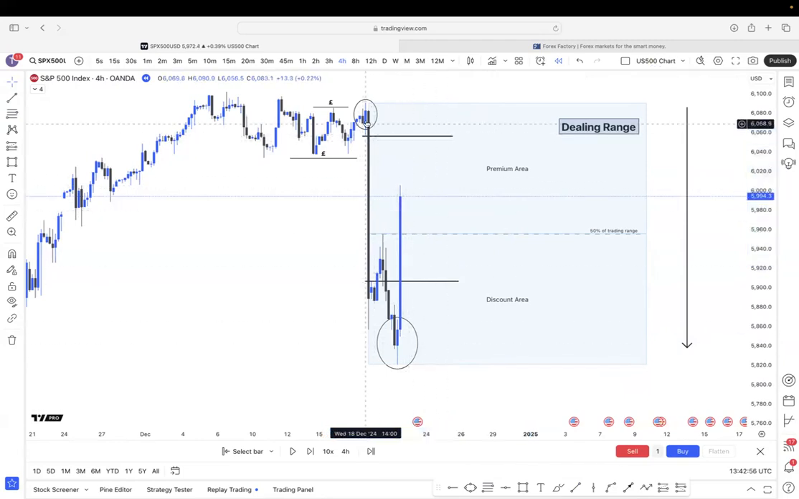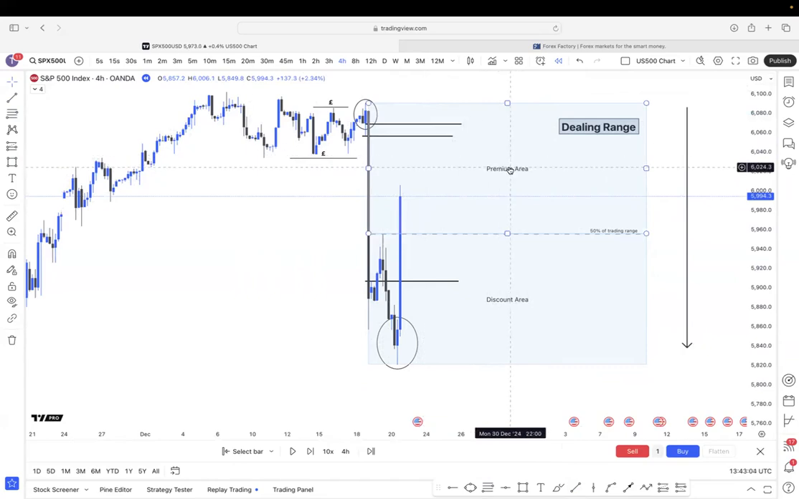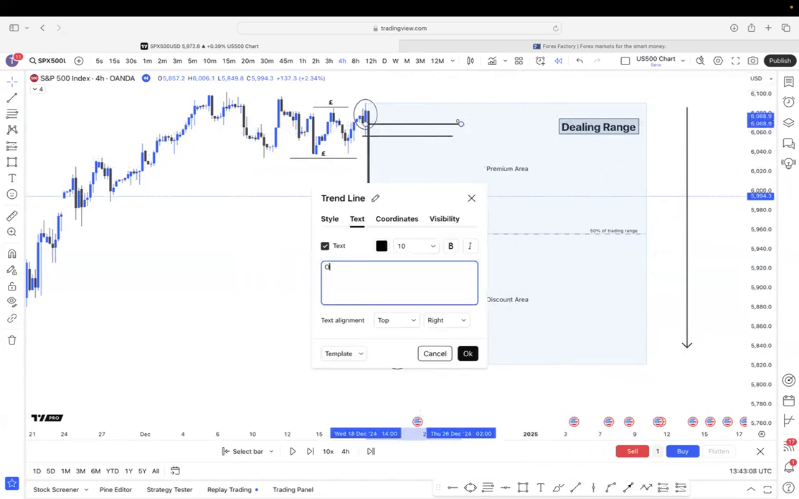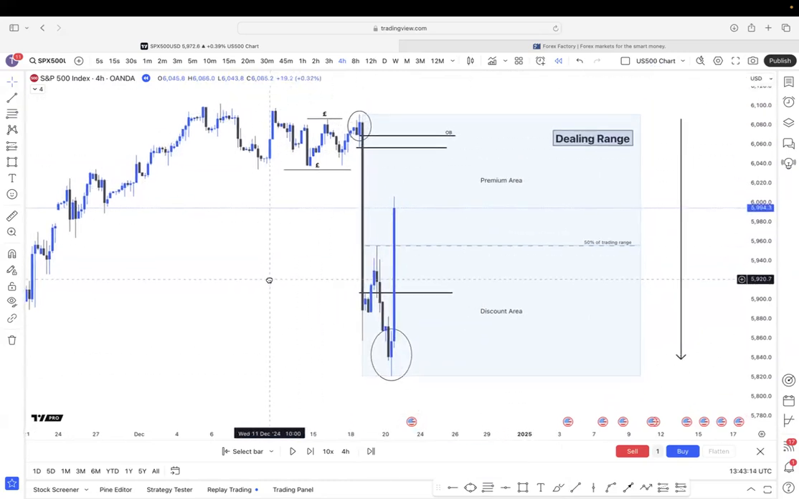Or you could wait for price to come back to this order block potentially, because inside this area, we're looking for order blocks. We're looking for areas of inefficiency in our dealing range. And we have a valid order block, which is right there. That's the last up candle before price moves lower, as we've done in previous lessons. But I would like to go a little bit deeper.